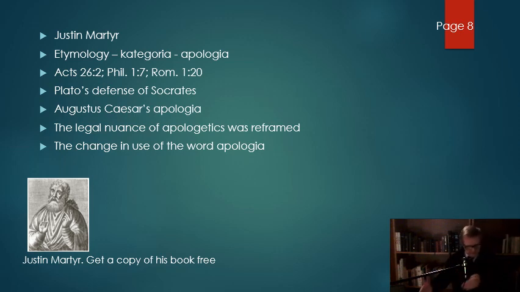Plato defended Socrates. Caesar Augustus had his own apologia, and it's important for us to know that those things are happening. We are talking about a pillar of bronze, and on that pillar of bronze we have the inscription, the deeds of the divine Augustus, in Latin Res Gestae Divi Augusti.